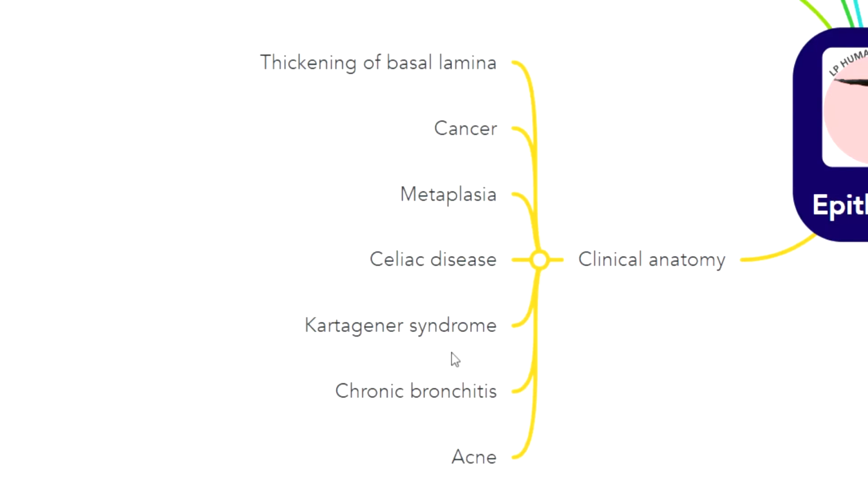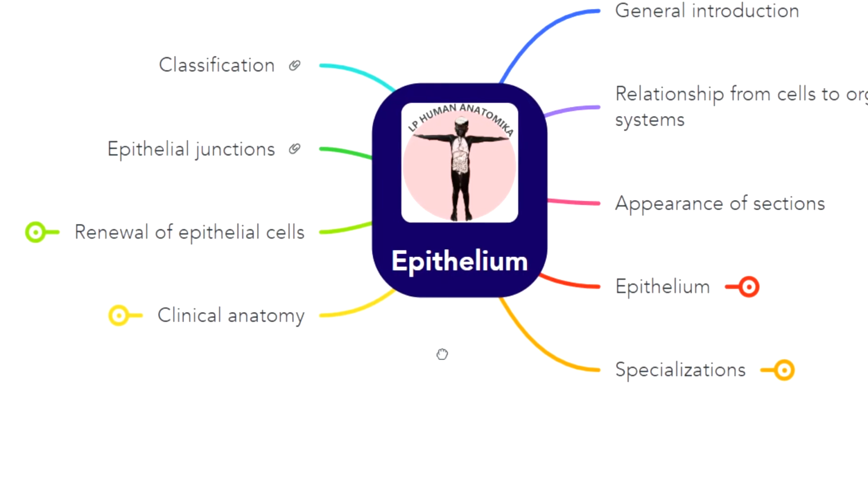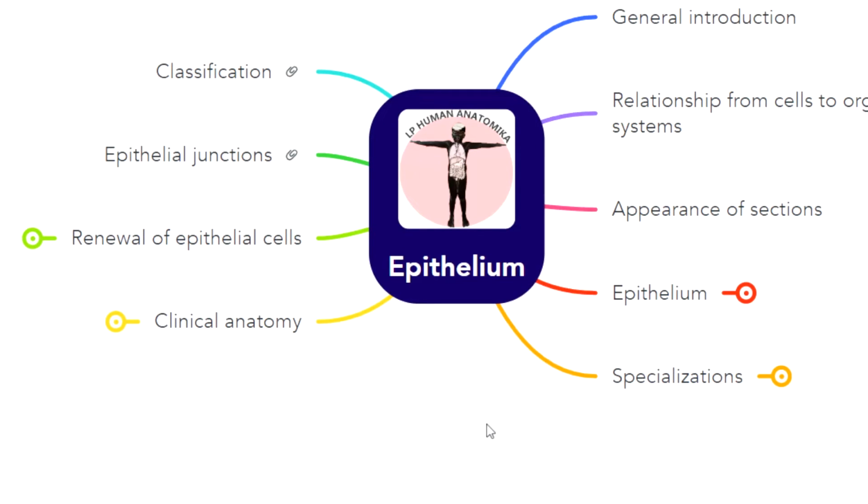Coming to the clinical anatomy, there are various clinical conditions like thickening of basal lamina, cancer, metaplasia, celiac disease, Kartagener syndrome, chronic bronchitis, and acne, which were discussed in detail in the previous session. So you can go back and view the clinical anatomy in the previous session. So that is the summary of the epithelium. In the next session, I'll be discussing epithelial glands. So see you in the epithelial glands.